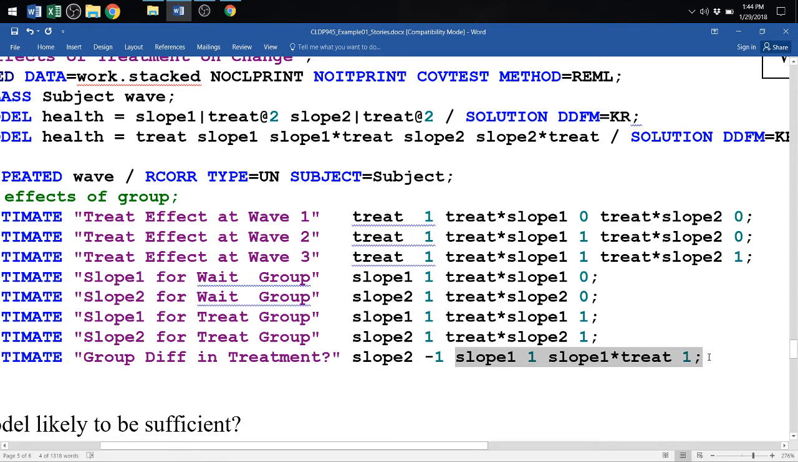Yes? So, can you speak about how the red line is determined by slope 2, and then the green line is determined by slope 1 and the interaction with slope 2? Interaction with treatment. Not with slope 2. With treatment, yeah.